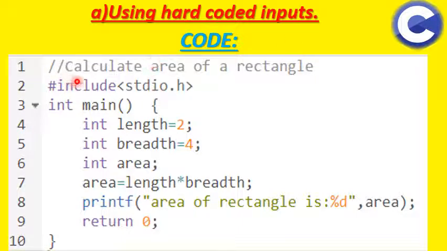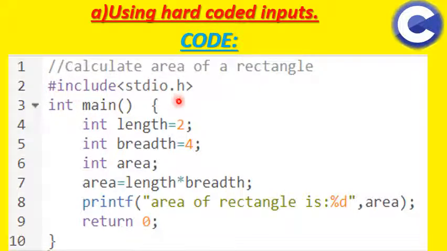The comment is: calculate area of a rectangle. Since I wrote it after the double slash, this content will be considered as a comment. For what comments are, you can refer to my previous video I have made on it. So now the code is starting.